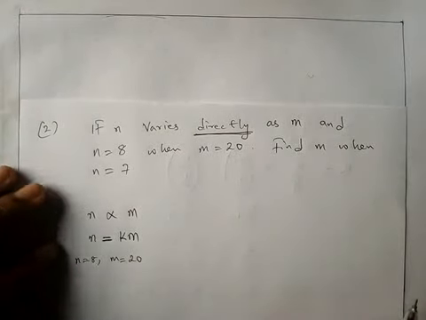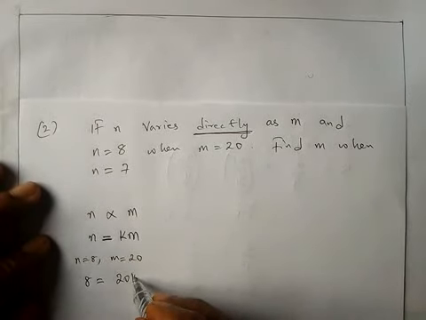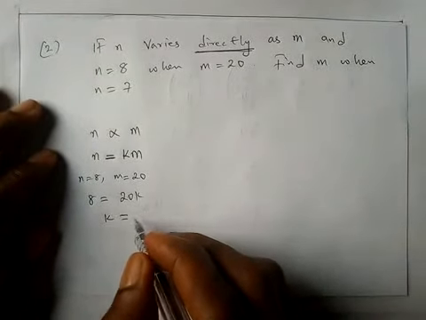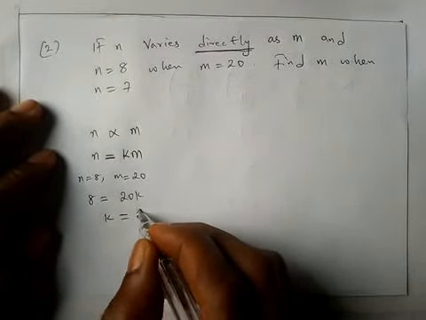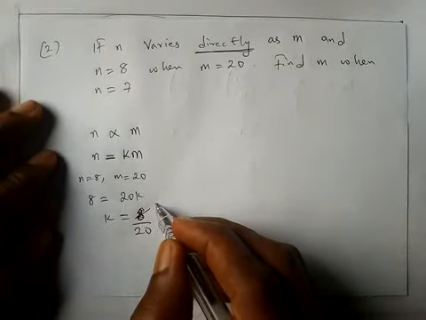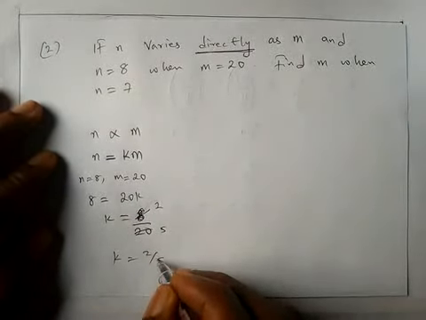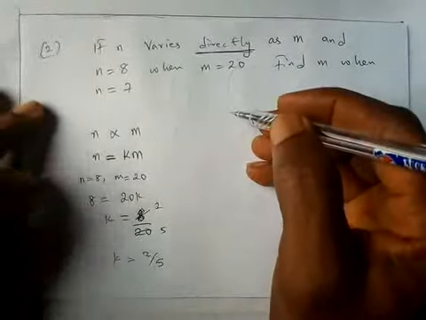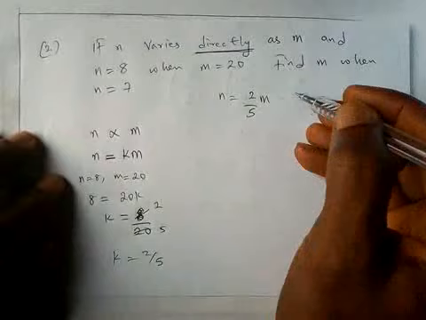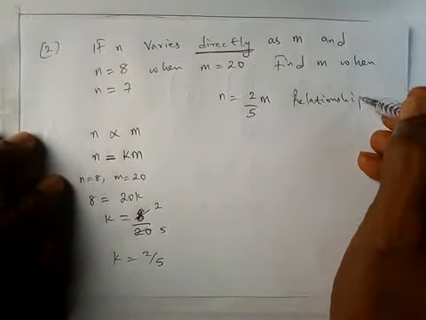Okay, when n is 8, m is 20. So we can use this to get the constant k, meaning that 8 is equal to 20k. So k is equal to 8 over 20. 4 here, it's 2. 4 here is 5. So k is equal to 2 over 5. So the relationship, we'll now be introducing k here. n is equal to 2 over 5 m. This is the relationship.